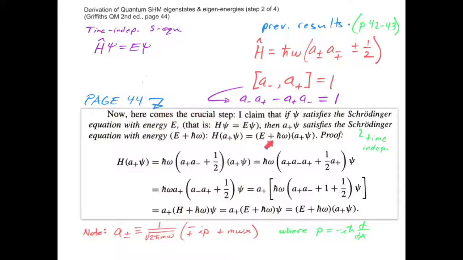So if you look at this, this is an eigenvalue equation. This and this are the same function. So A plus psi, if this were the case, would be an eigenfunction of the Hamiltonian, and the corresponding eigenvalue would be E plus h bar omega. All right, so here's the proof. To prove this, Griffiths just constructs this. He just operates on this proposed eigenstate A plus psi with the Hamiltonian and tries to see what comes out.